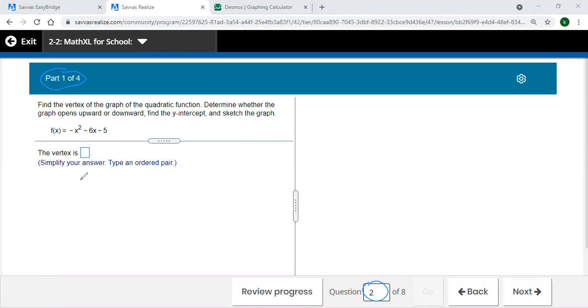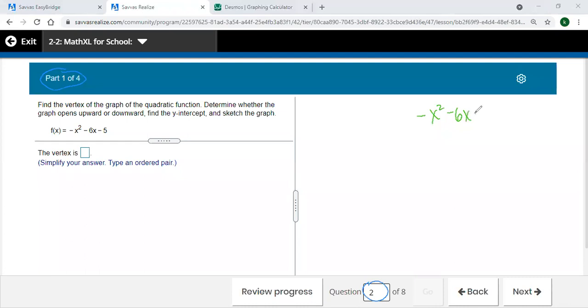And we are supposed to find the vertex of the graph. And then the other parts here: determine whether the graph opens up or down, which we can do right now, find the y-intercept, and sketch the graph. So if you were along for the last problem, we had one very similar to this.